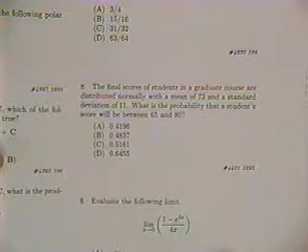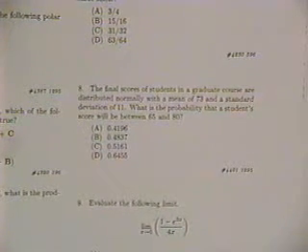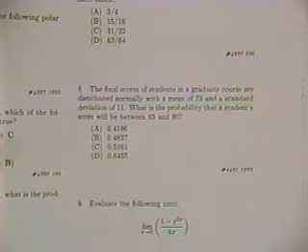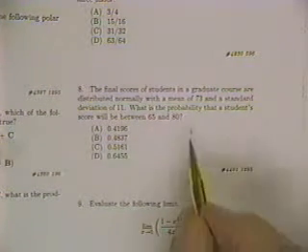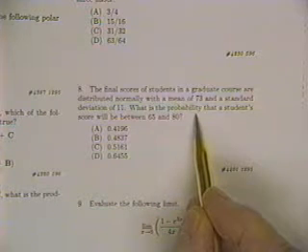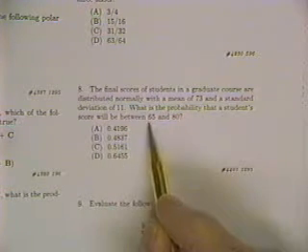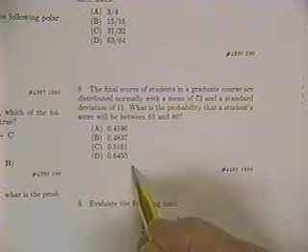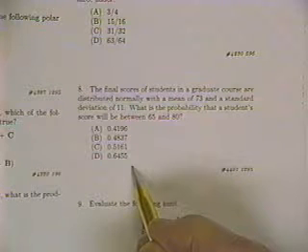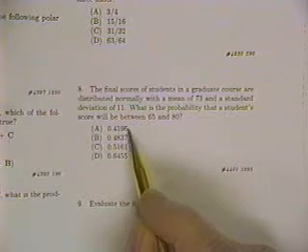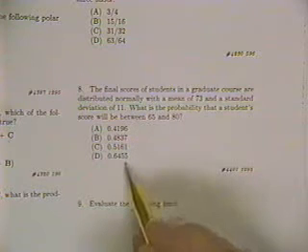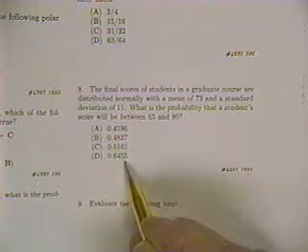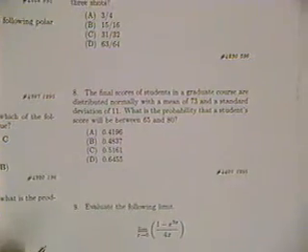The final scores of students in a graduate course are normally distributed with a mean of 73 and a standard deviation of 11. What is the probability that a student's score will be between 65 and 80? And it gives you 4 values. They're not all that widely spread. You go from a low of 0.42 approximately to a high of about 0.65. So guessing in this is probably not going to be too spiffy.